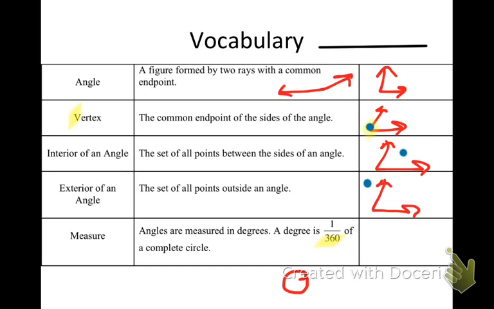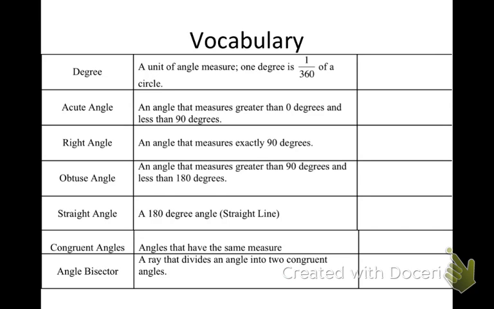So we're talking a lot about angles today. We'll talk about vertexes, interior, exterior, and measures. Next, we have the types of angles. Degree is a unit of angle measure. One degree is just like a measure. Next, we're going to talk about an acute angle.